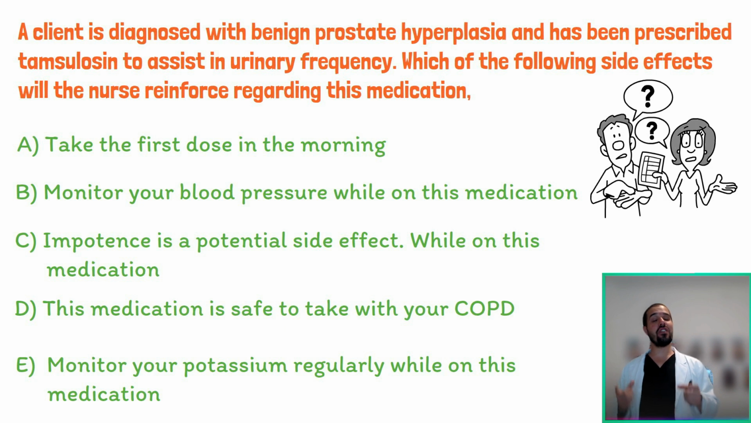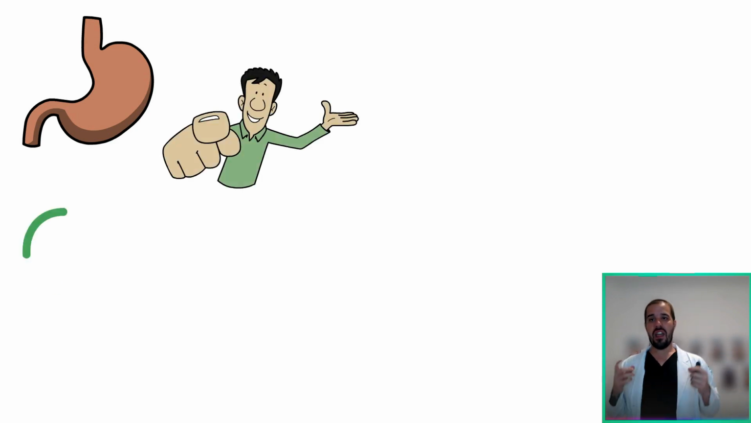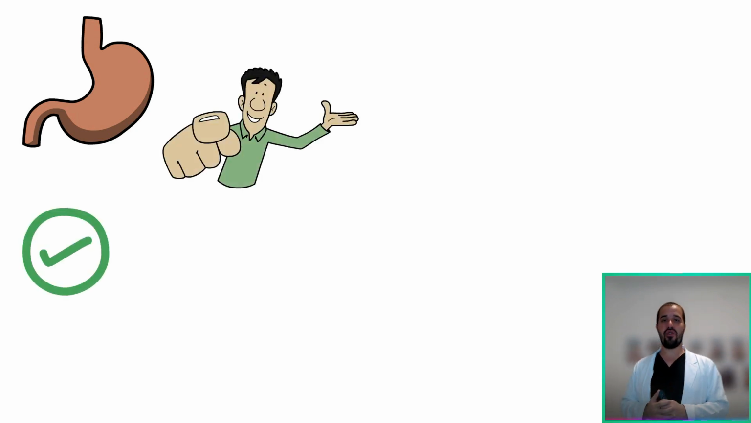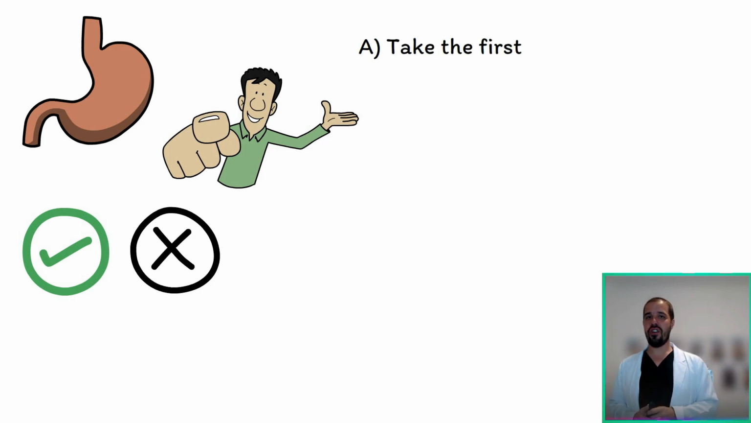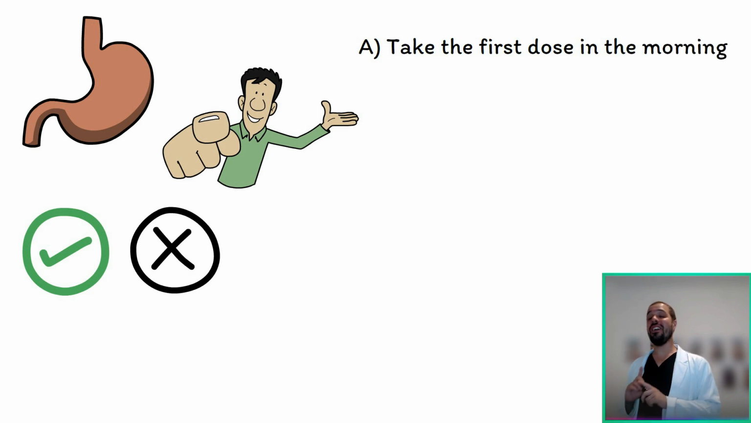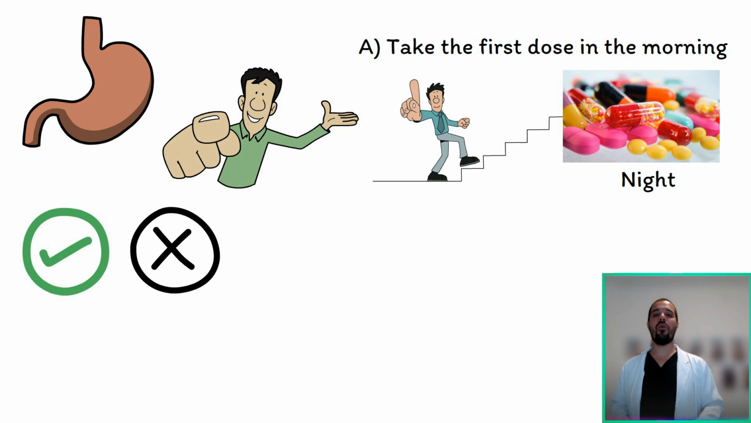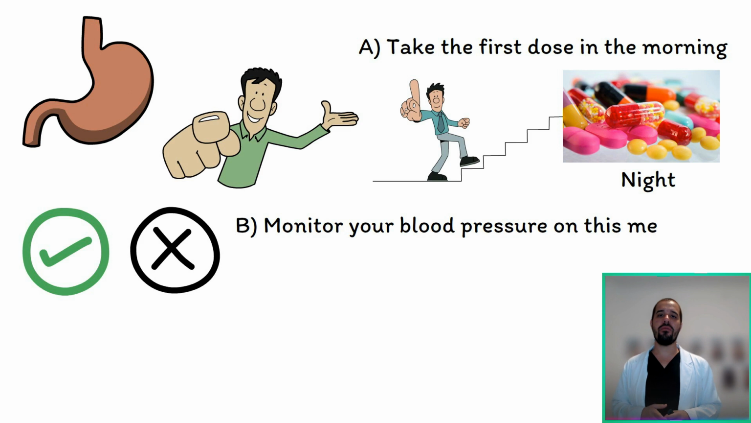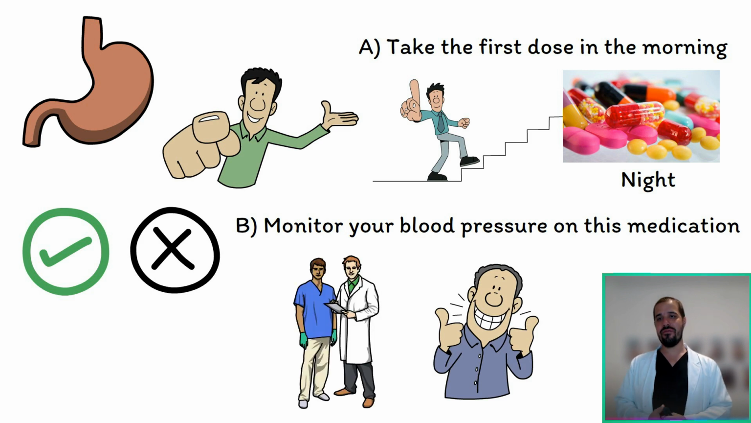Now again, I recommend that you pause and digest select all that apply so you can achieve the correct answer. Let's break down each specific choice and say if it's correct or incorrect. A, take the first dose in the morning. That is not true. We know that this medication should be taken at night to avoid the first dose phenomenon. B, monitor your blood pressure while on this medication. That is true. This medication can be utilized to treat hypertension.